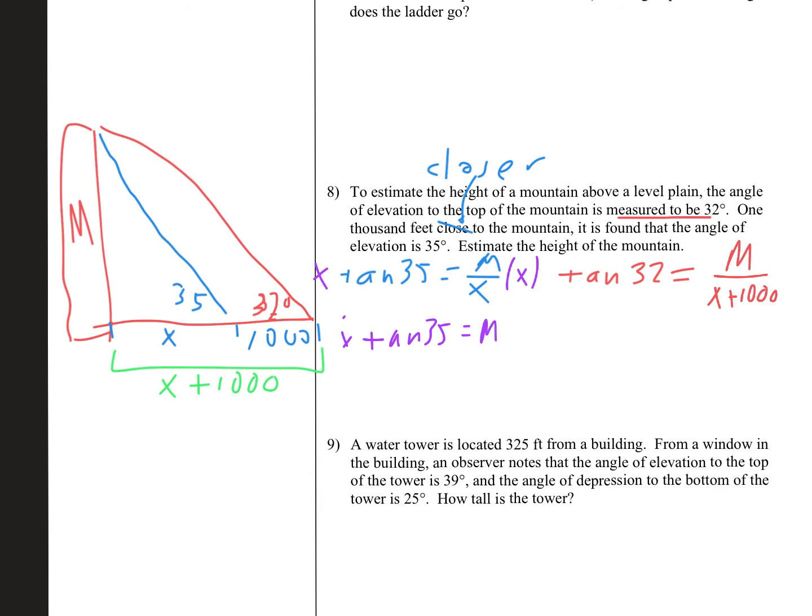Then I can use that to substitute over in this equation for M. So I'm going to put that right there, which has me saying that tan 32 equals x times tan 35 over x plus 1,000. You can see I substituted x tan 35 right there, rewrote that, and everything else in that equation was the same.